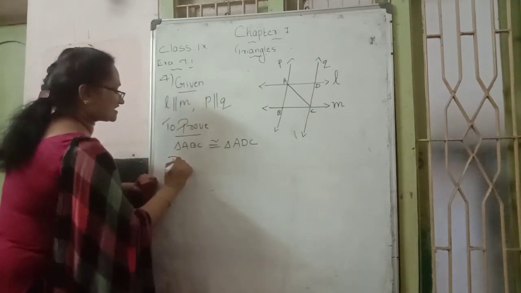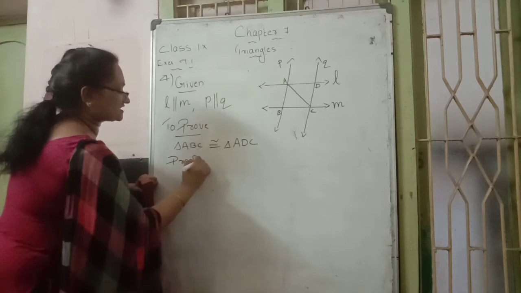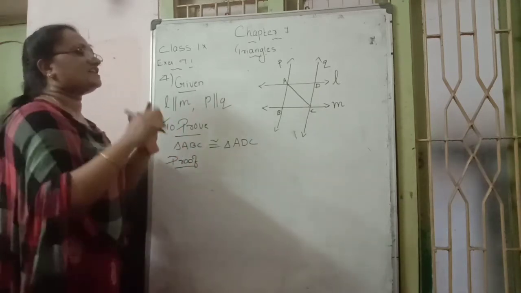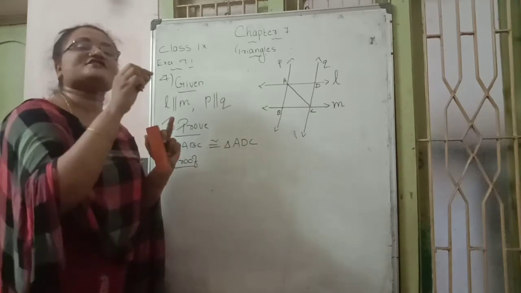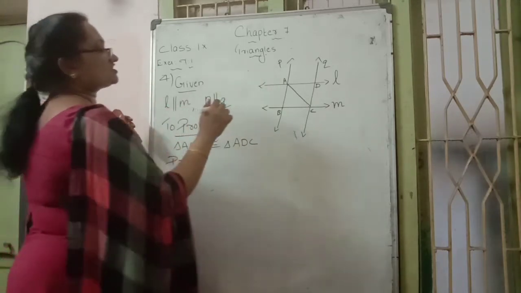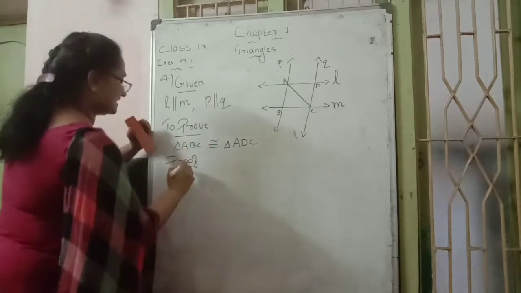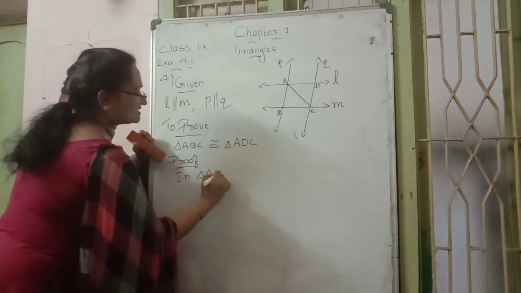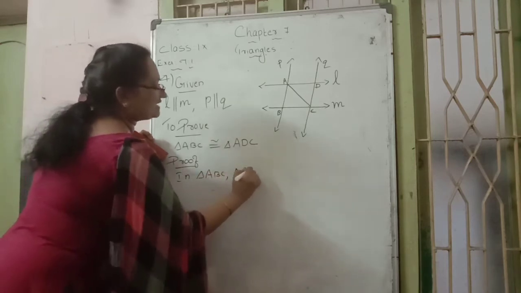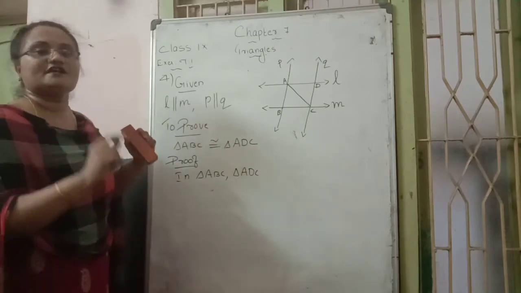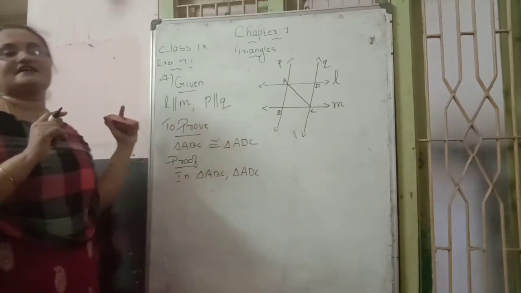Here construction is not there, so we skip that and directly go to the proof case. In the proof case, what they are asking is to consider two triangles. First of all, we write here two triangles. Which triangles? Triangle ABC and triangle ADC. We want to prove that the two triangles are equal triangles. So we consider those two triangles.